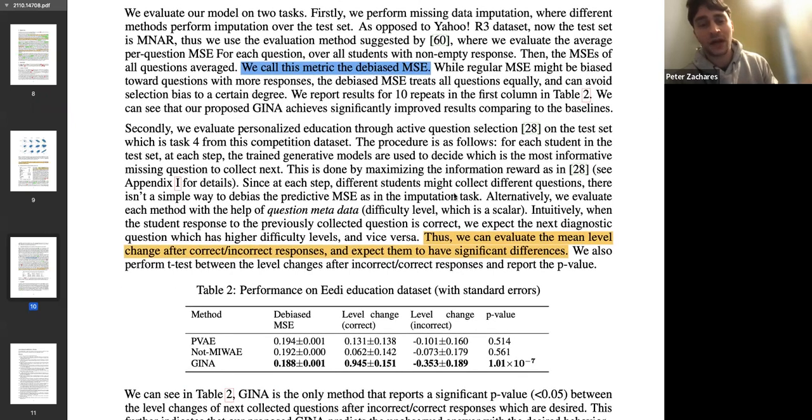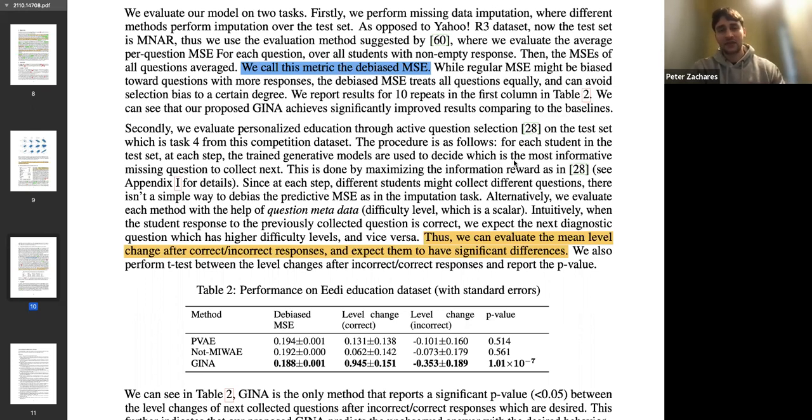And then they also apply their method to a decision-making problem, which is that you're given a history of questions that the student has answered, and you want to suggest a next one for them to answer, with the idea that it will help them learn the most. So they're maximizing the information reward of the next question that you propose, and their metric for that is that if the student got the answer correct, then the next question should be harder, and they have these metadata labels of which questions are hard.